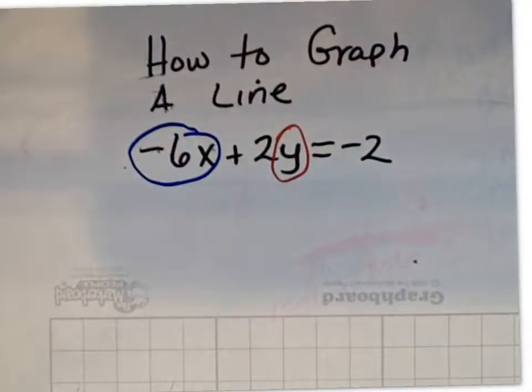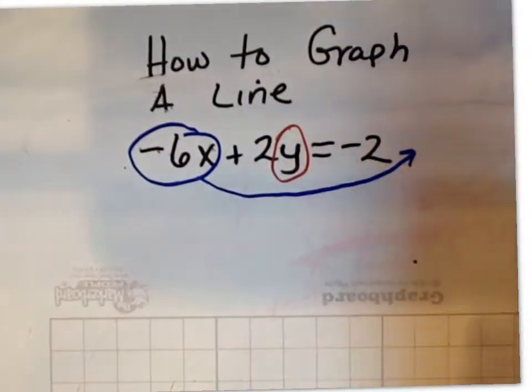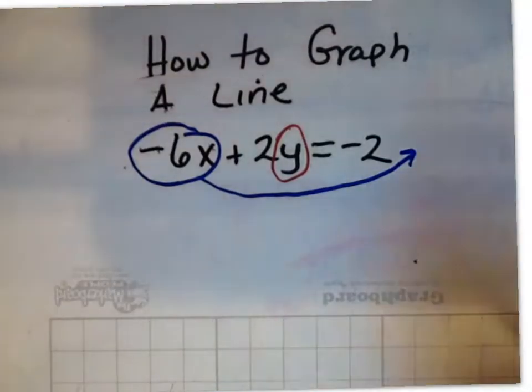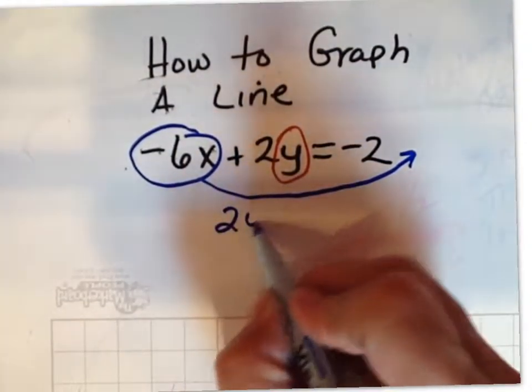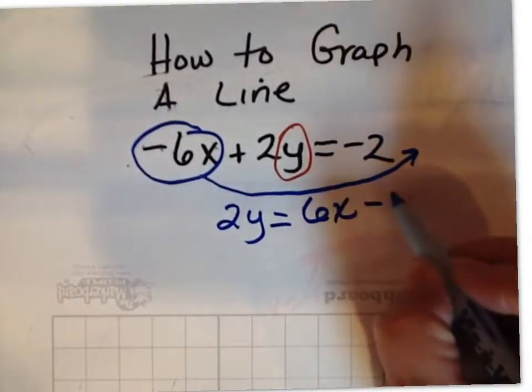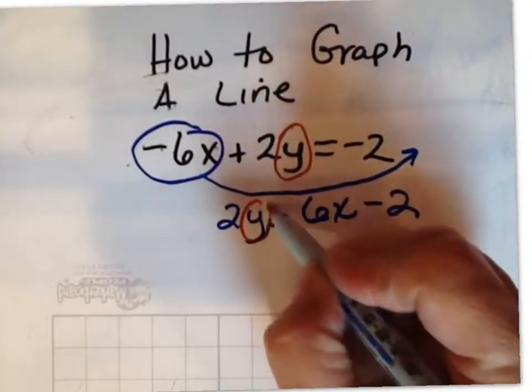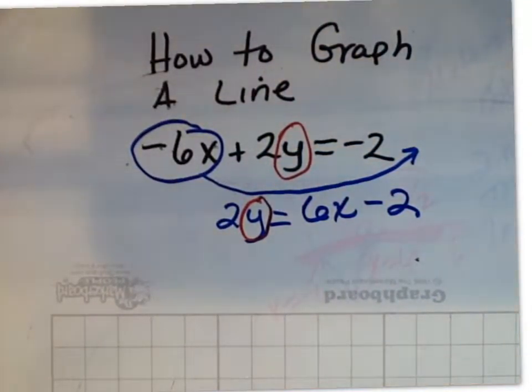So what I'm going to have to do is first of all, get rid of this 6x. I do that by adding 6x to each side, or moving that 6x over to the opposite side. And when it moves to the opposite side, it has the opposite sign. Okay? But now, remember, I'm not done yet because I need y by itself.